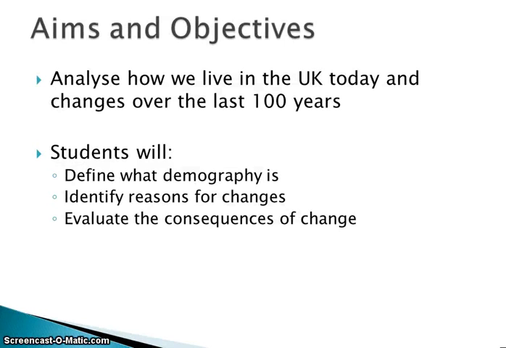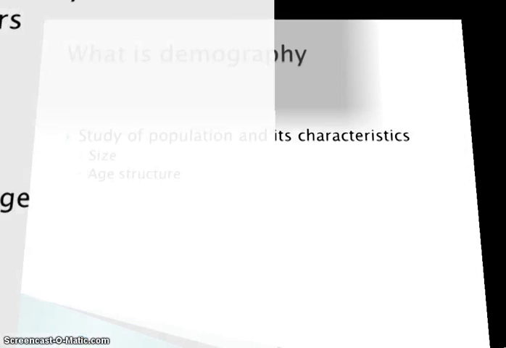What we're going to look at today, and also in the lesson next week, is specifically the last 100 years or so in the UK and how there have been changes in population, etc. What we will be able to do is define what demography is, identify any reasons for these changes and evaluate the consequences of these changes.